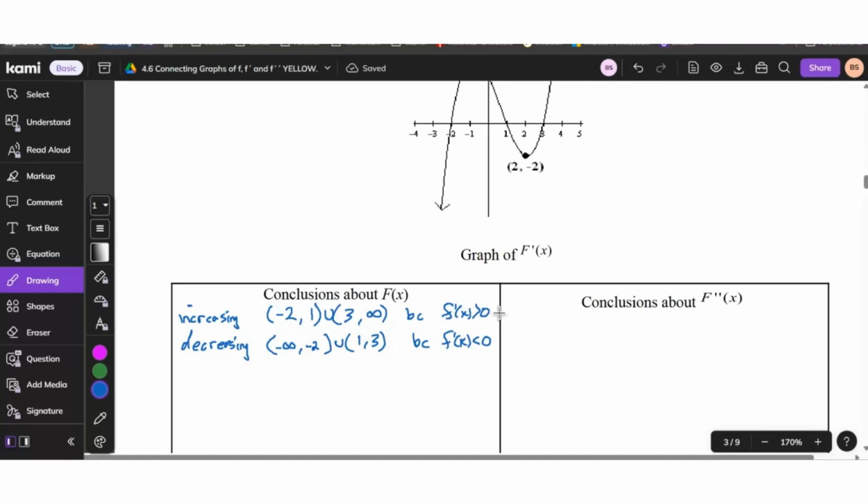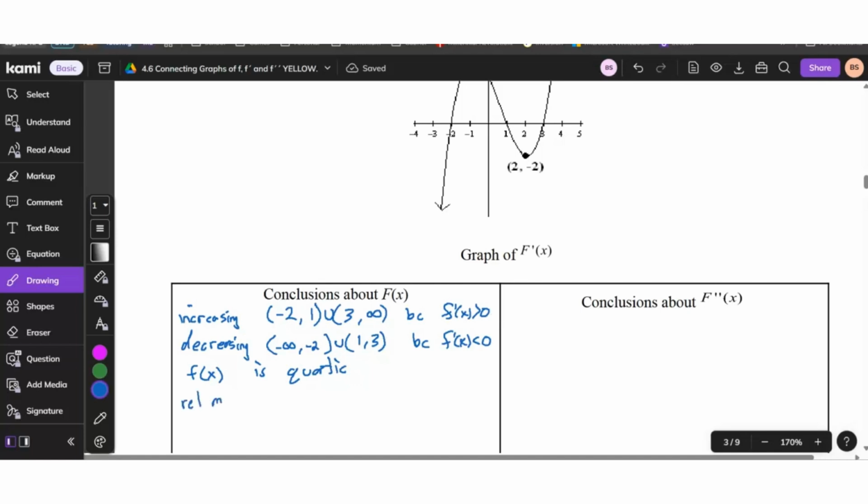What else could we do? We could talk about the degree, sure. So what would f of x be if f prime is this graph? Quartic. I guess technically that's because f prime is cubic, but I don't think we need to write that out. That's fine. Let's talk about relative max and min.